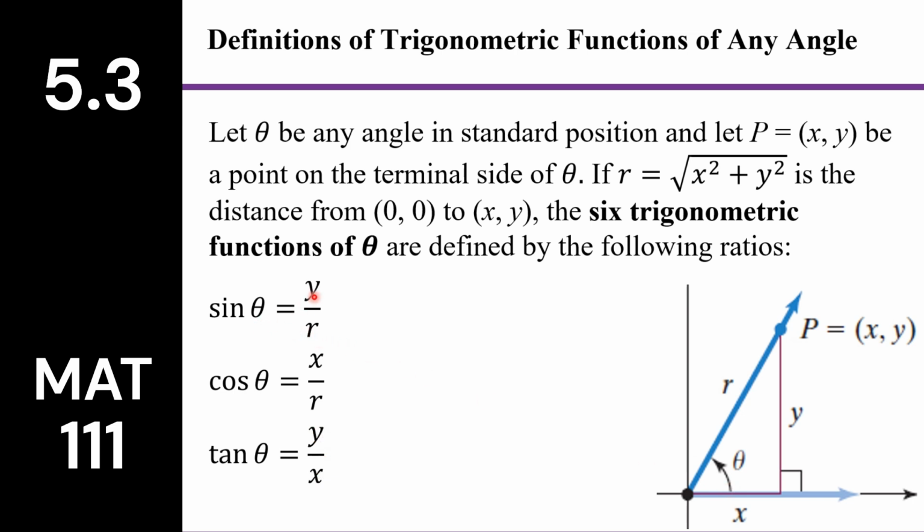Since sine is y over r, cosecant is r over y. Cosine is x over r, so secant is r over x, and tangent is y over x, so cotangent is x over y.